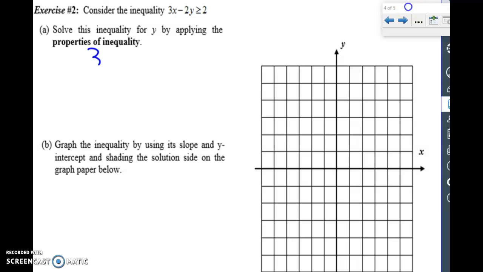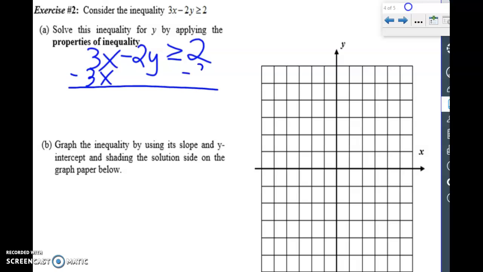This next one is not in slope-intercept form. It is in standard form, which means we don't know the slope, we don't know the y-intercept until we get y by itself. So we got to have some good equation solving skills. And so hopefully you remember from lesson number 10 how to do this. You want to subtract 3x on both sides and get -2y. Now this inequality will stay the same and be greater than or equal to.